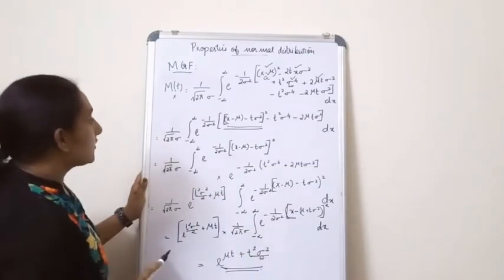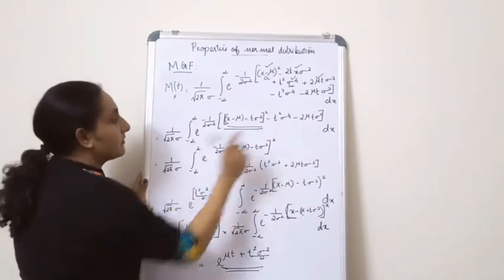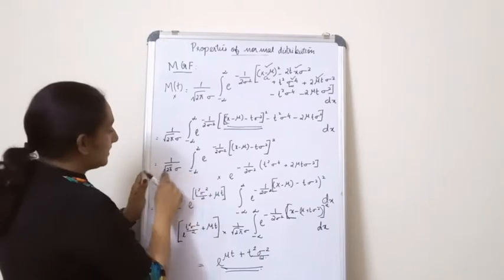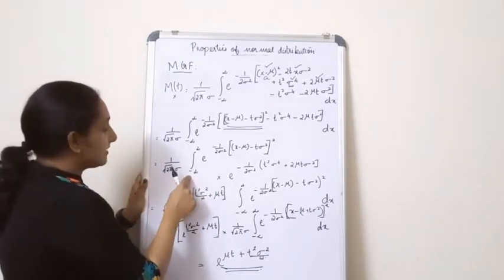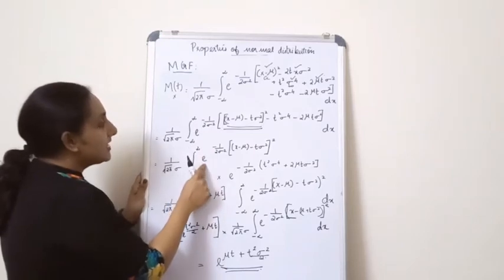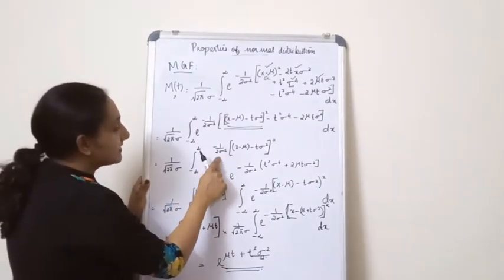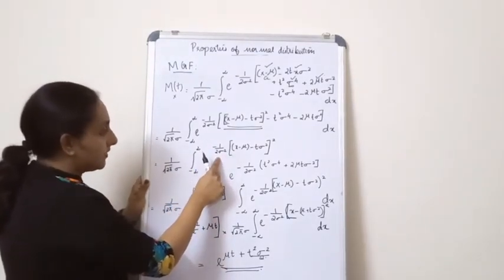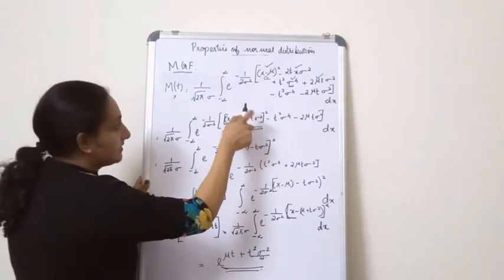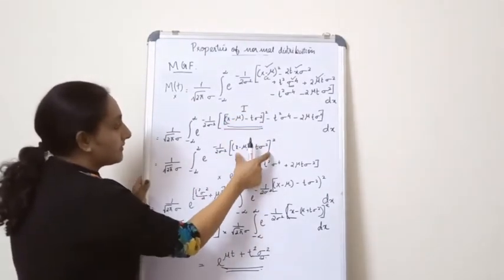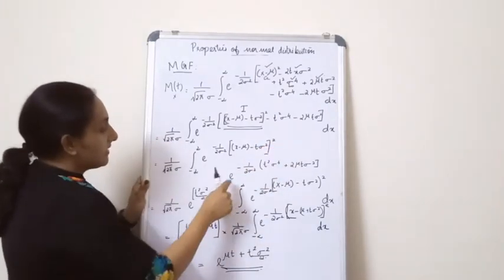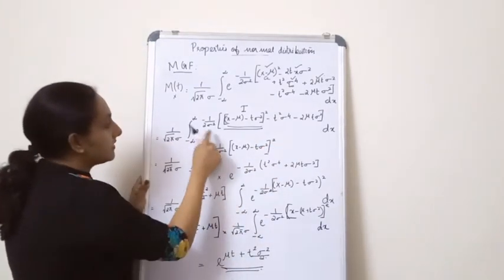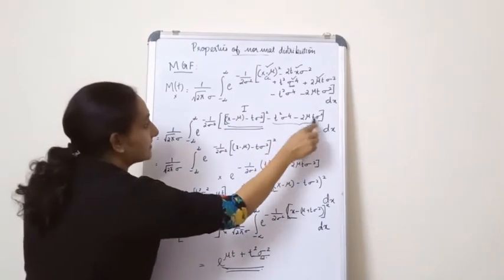Now, what I'm going to do is I'm going to split this up. Now, here 1 by root 2 pi sigma, this is a constant I have taken outside, integral minus infinity to plus infinity, e raised to minus 1 by 2 sigma square, the first term, okay, x minus mu minus t sigma square, the whole square, into, now this is the first term and this is the second term.